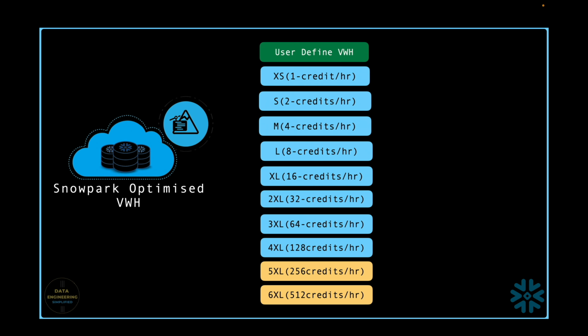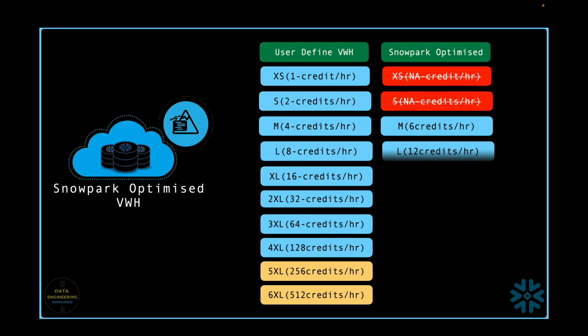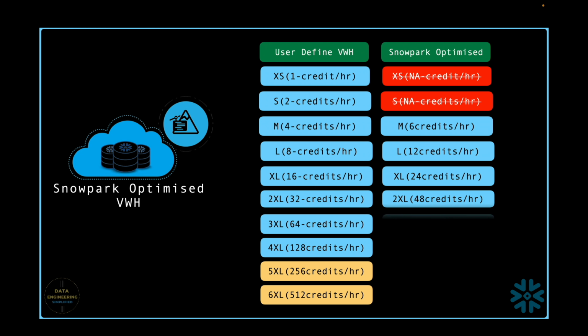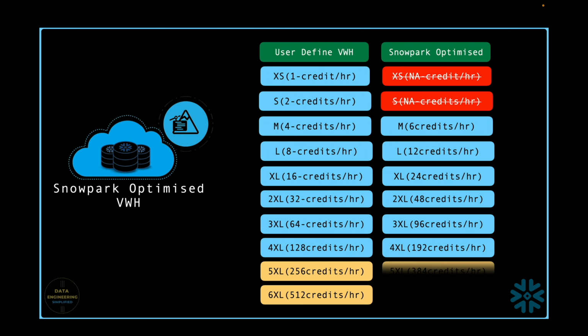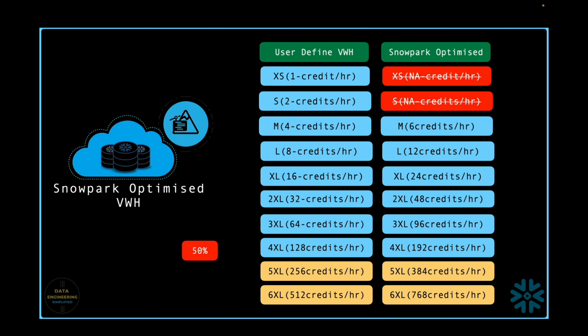However, if you want to run a machine learning workload that is written using Snowpark and is memory intensive, you can choose Snowpark optimized compute. The Snowpark compute starts with a medium size and costs 6 credits per hour. For 6X large, it costs 768 credits per hour. So this is 50% more expensive, and hence it is important for you to know when you and your team start using Snowpark optimized compute. Unless it is really required, avoid using Snowpark optimized compute.